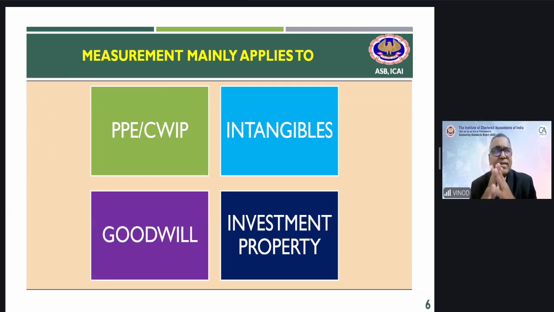Now, since the heading says non-current assets held for sale, largely this Ind AS deals with the main non-current assets: PPE, CWIP, intangibles, goodwill, investment property. These are the main large items in your balance sheet which you may want to sell. In addition to this, in the balance sheet, there will be financial assets like investments, loans, etc. But that is scoped out from this Ind AS because that comes under Ind AS 109.